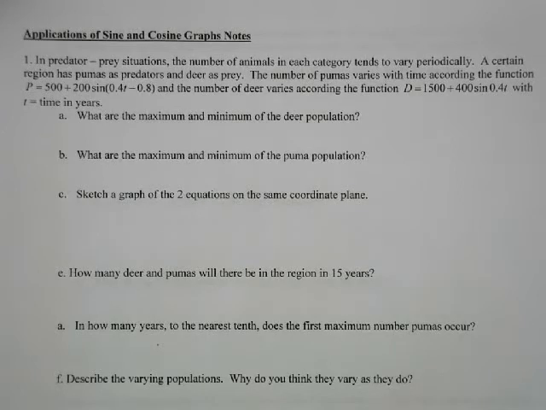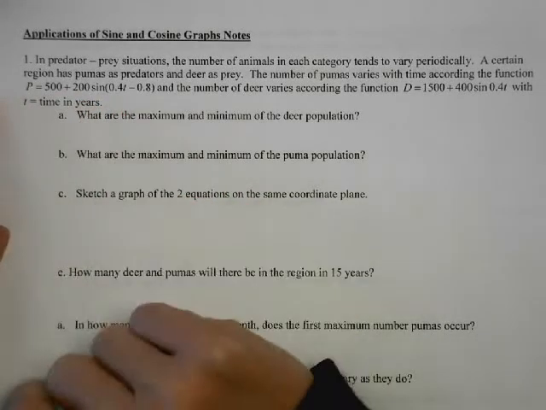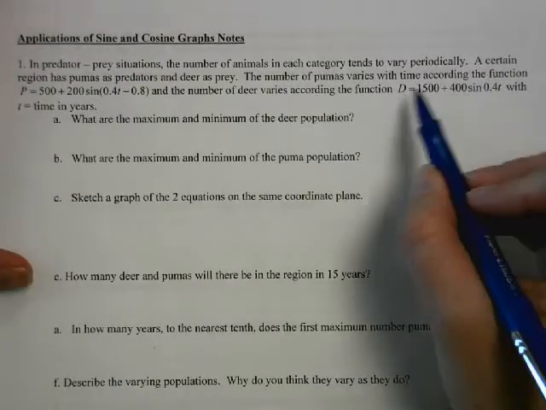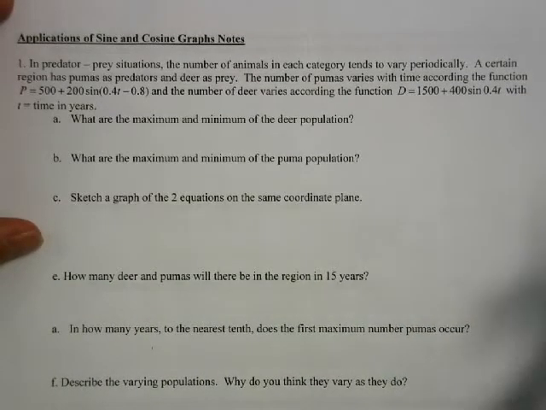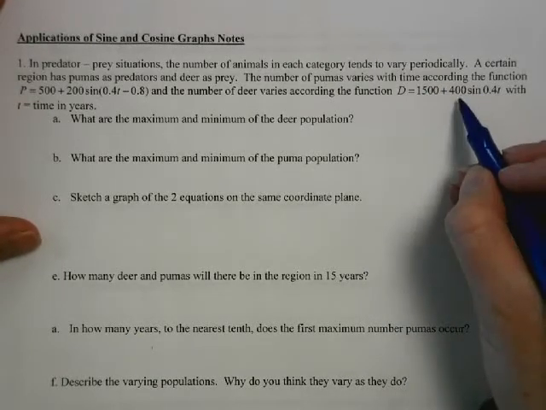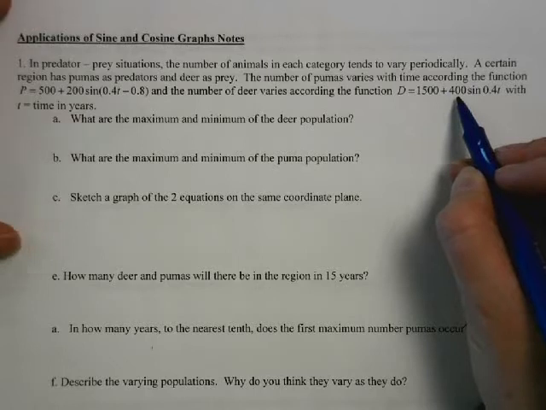A certain region has pumas as predators and deer as prey. The number of pumas varies with time according to this function, 500 plus 200 sine 0.4t minus 0.8, and the deer from this equation. What are the maximum and minimum number of deer? Looking at this equation, we know from our graphing lessons that we have a vertical shift of 1,500 and an amplitude of 400. So my midline would be at 1,500, and then we'd go 400 above that and 400 below that.